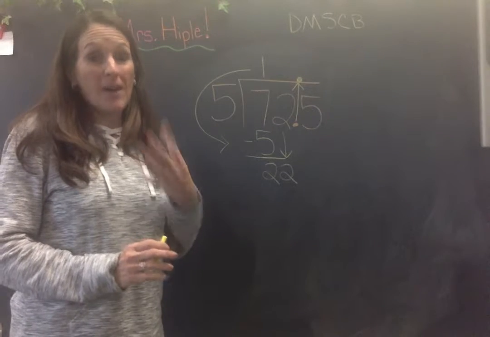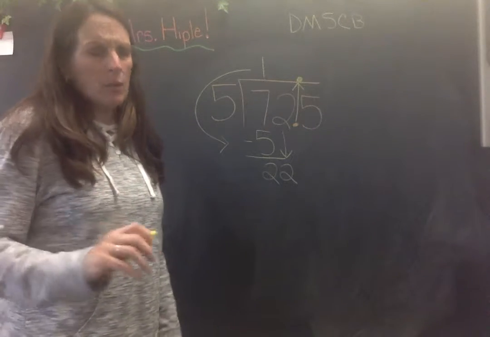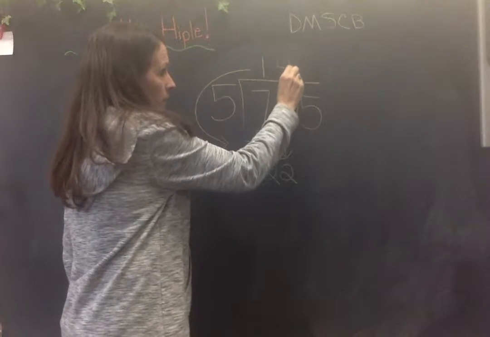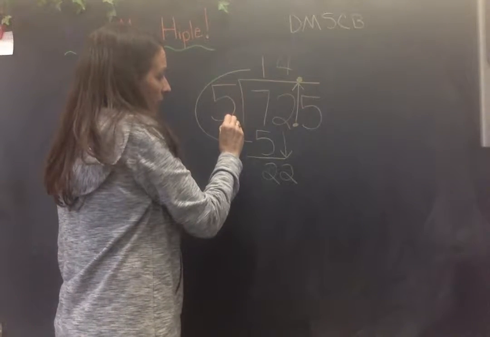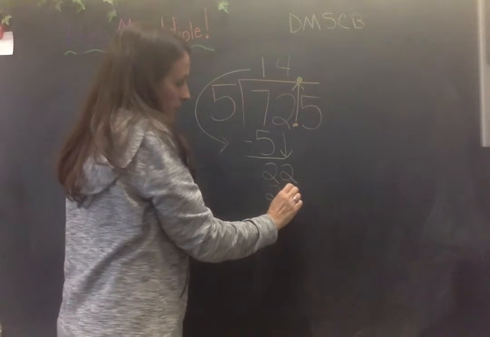You should have said 4. 5 times 4 is 20. 5 times 5 would be 25. That would be too much. So remember, answers on the top. 4 times 5, I'm multiplying now. 4 times 5 is 20.